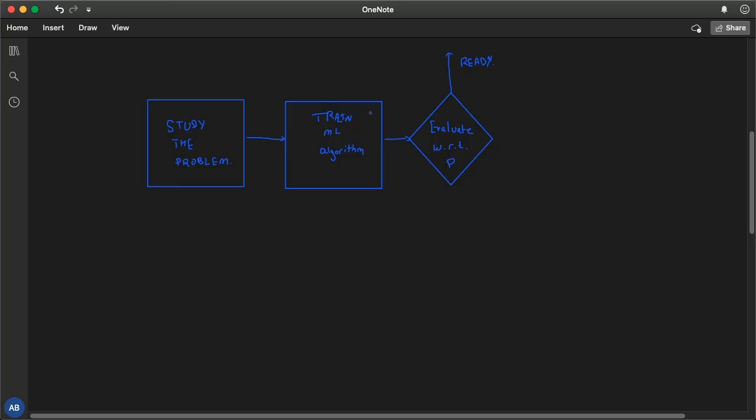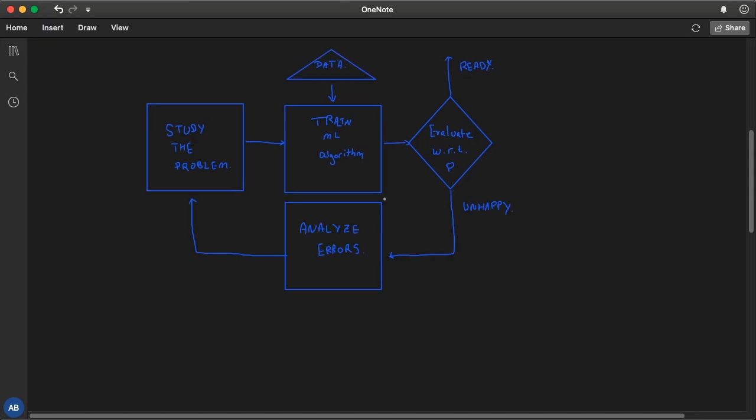And of course, before proceeding, we're training the ML algorithm using examples or experience or data, right? So through data, of course. And if you're unhappy, you'd go ahead and analyze your errors and repeat. So this is much easier and way faster.